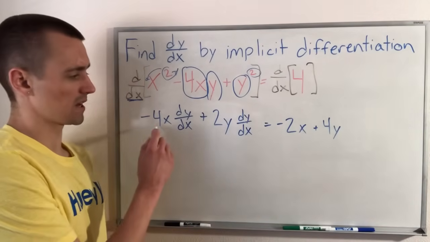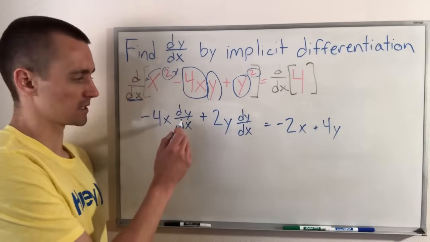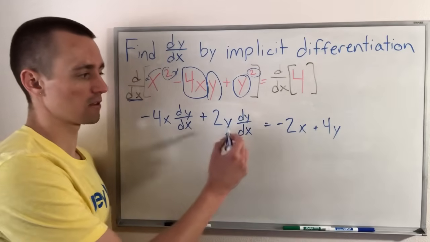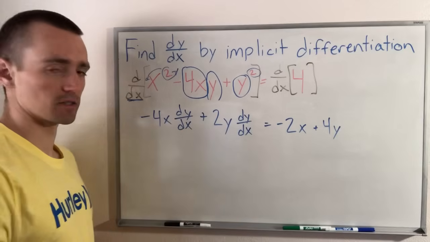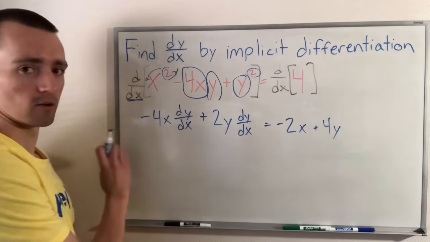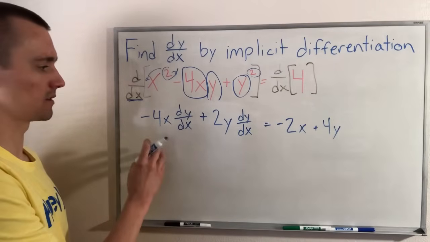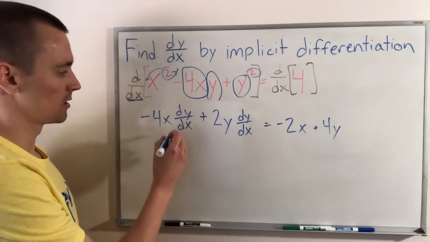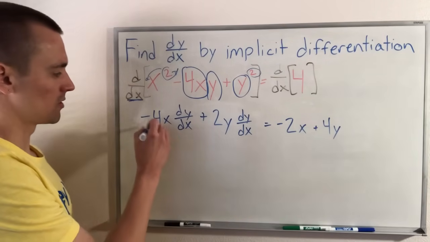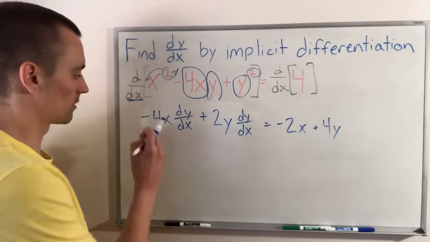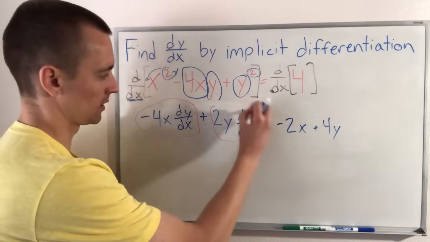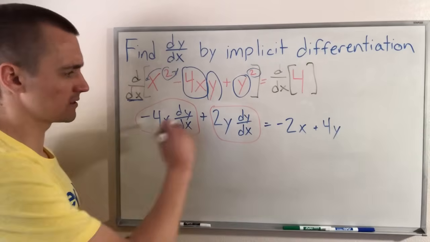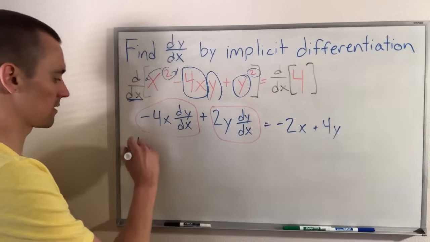Okay, so now, since everything on the left side of our equation has a dy dx term in it, and everything on the other side doesn't, what we can do now is factor out our dy dx from this side of the equation, and then we'll simplify things in terms of our dy dx. So let me show you what I mean by that. Notice we have basically two terms over here. One here, and one here. They both have a dy dx, so we can factor that out.